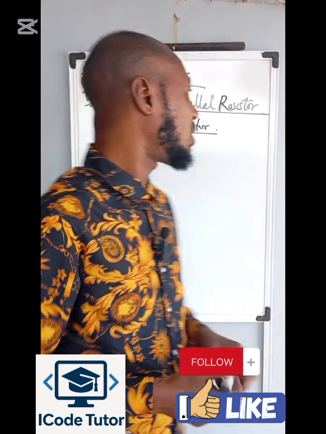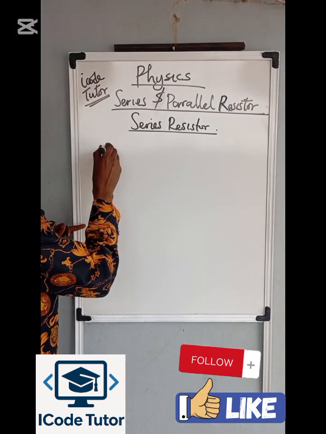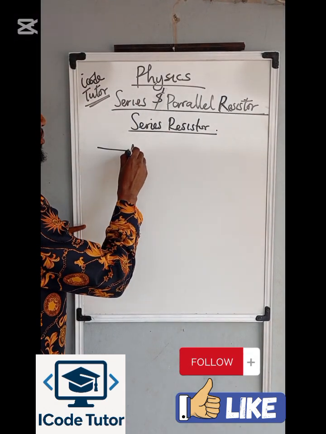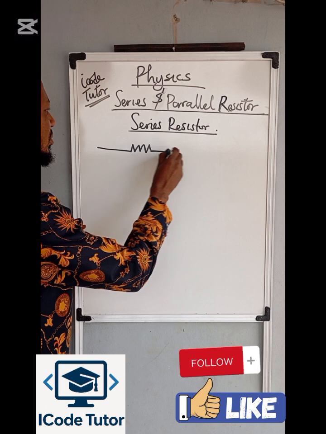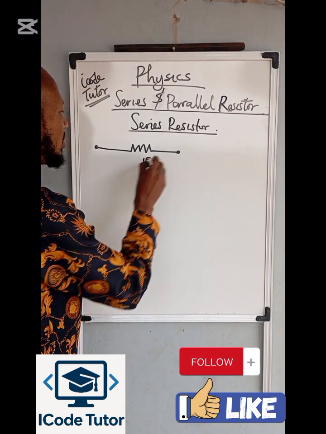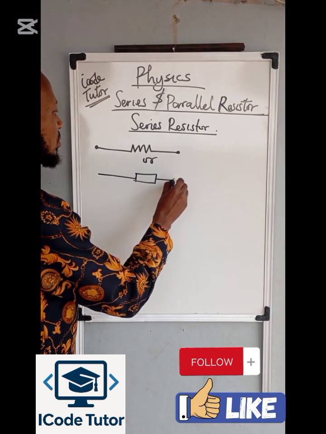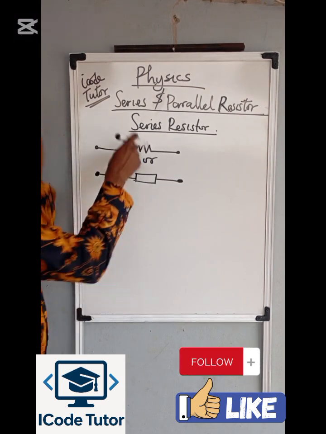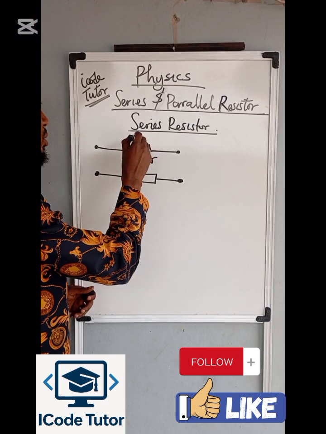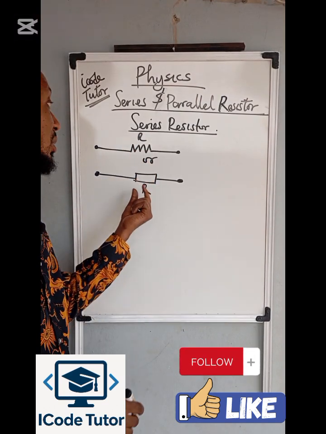Now, the symbolic form of representation of a resistor is this. This is a symbolic representation of a resistor. It's either this or this. The two are a symbolic representation of what?